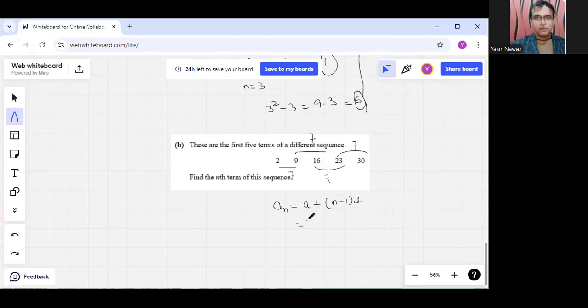A is the first term, which is 2. Then n minus 1 stays as it is, and d is the common difference, which is 7. Now I simplify, so it would be 2 plus 7n minus 7. So that would be 7n minus 5. So 7n minus 5 is the nth term for this sequence.